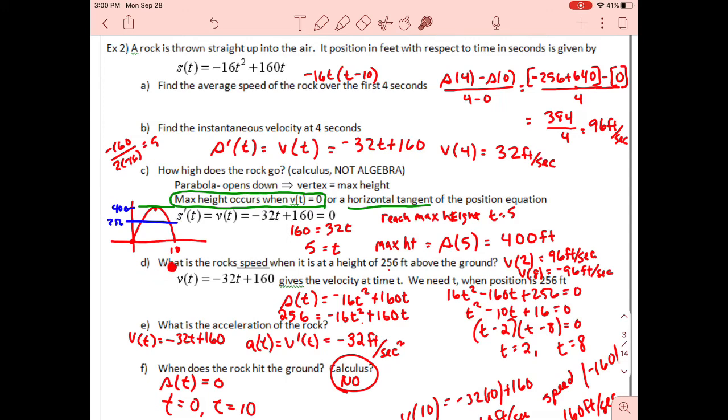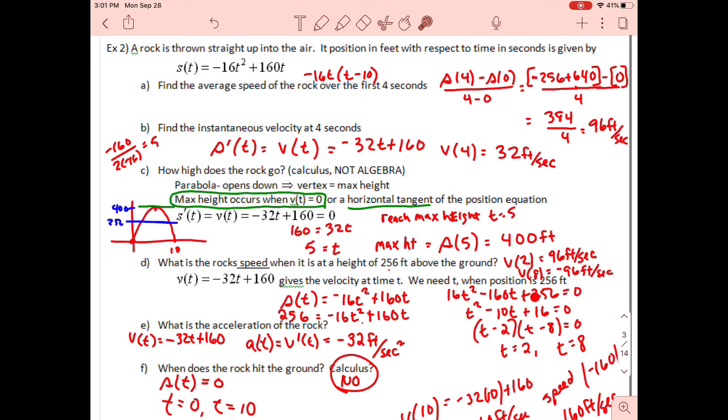So in part D, the question is, what is the rock's speed when it is at a height of 256 feet above the ground? So s of t, which is negative 16t squared plus 160t, we want that height to be 256, and we've got to figure out at what time it will be that high. So if I bring these two terms over to the left, I get positive 16t squared minus 160t plus 256 equals 0.